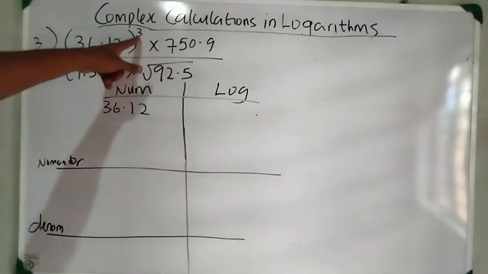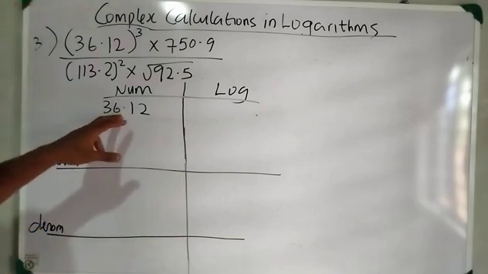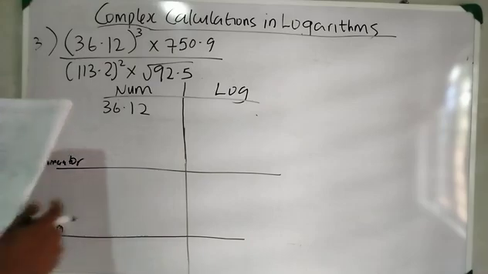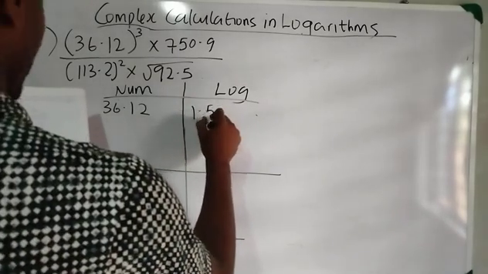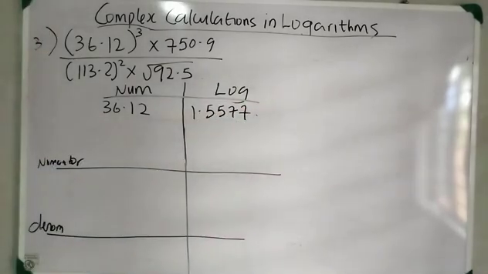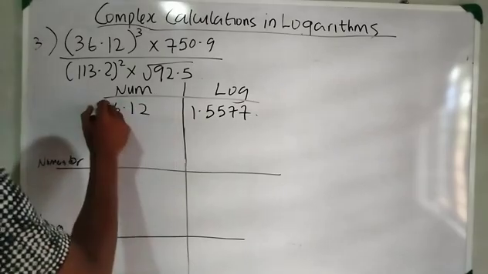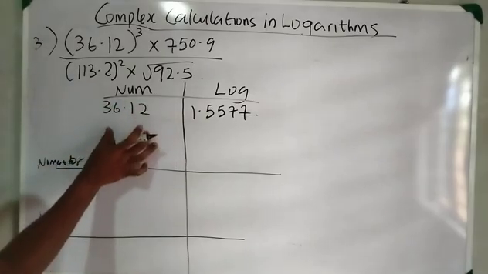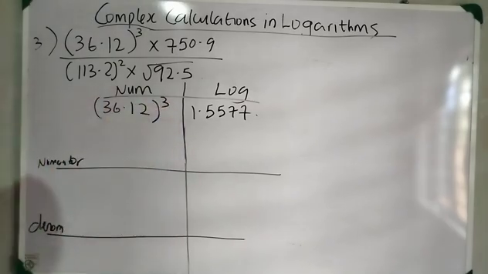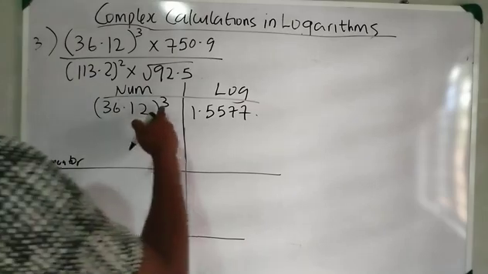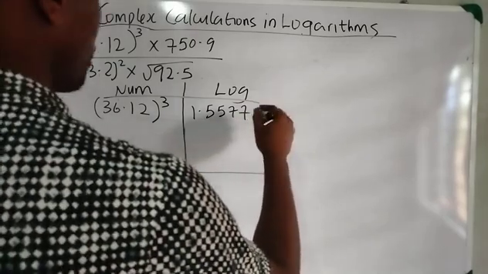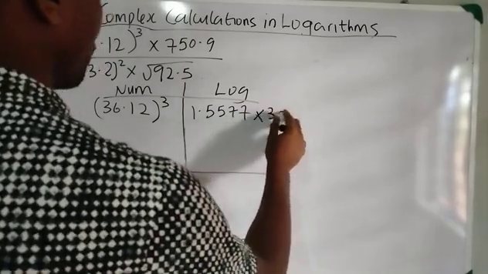I know it has a power, but as we've learned, always find the logarithm of the number first, so you don't confuse yourself. So 36.12 is going to give me 1.5577. That's the logarithm. Now, if I should now cube it, 36.12, because of space, let me do it well here, in the same place. So when I cube it, if I'm going to multiply it by power of 3, what will happen to the logarithm? The logarithm is going to multiply it by 3.